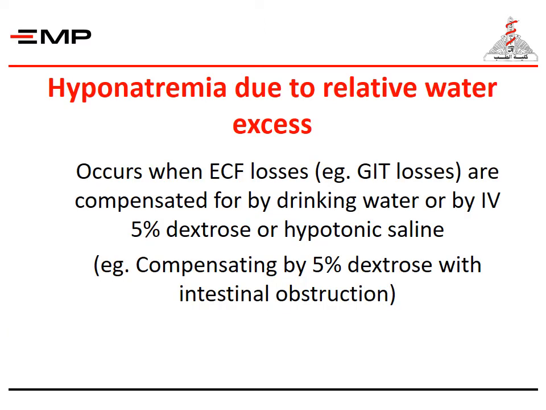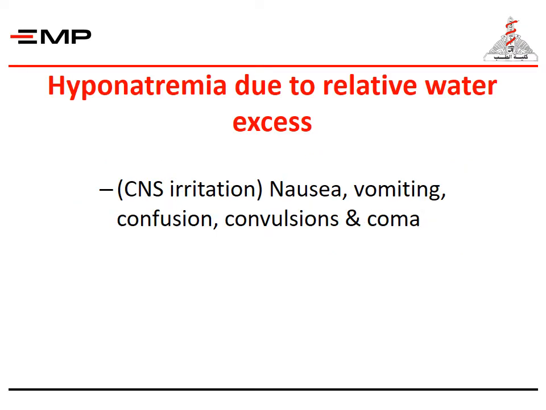Actually, the amount of water in the body is not in excess, but there is relative water excess in respect to the osmolality of the extracellular fluid and its sodium concentration. This occurs clinically if GIT losses are fully compensated for with hypotonic or salt-free solutions. Hyponatremia develops, meaning decreased plasma sodium concentration. Clinical signs of hyponatremia are mainly central nervous system irritation, and the nausea and vomiting are not of gastric causes.